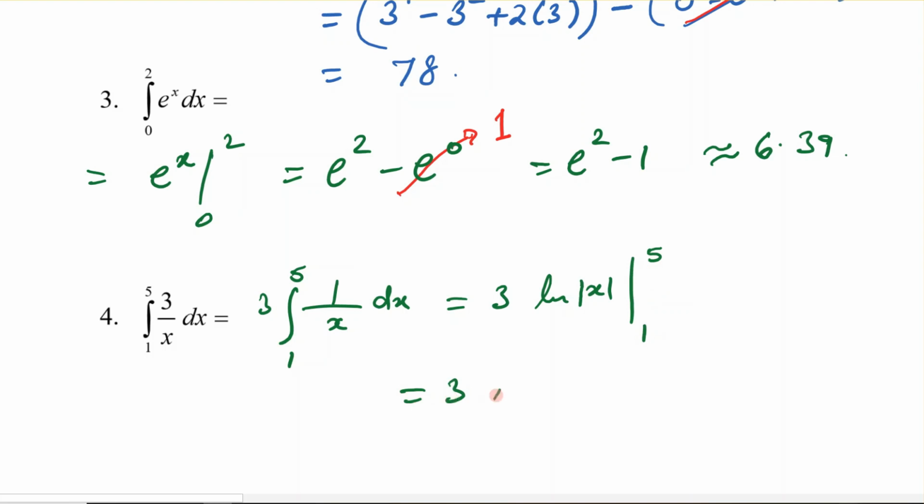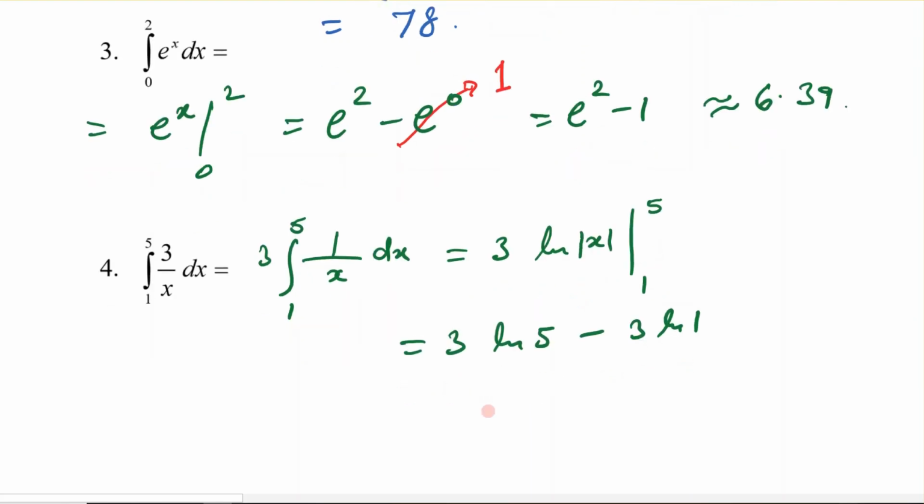So we get 3 ln 5 minus 3 ln 1. ln 1 is just 0, so this term becomes 0. So we just get 3 ln 5, and in decimal form you get 4.9.